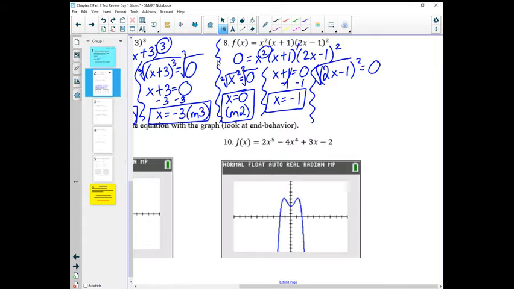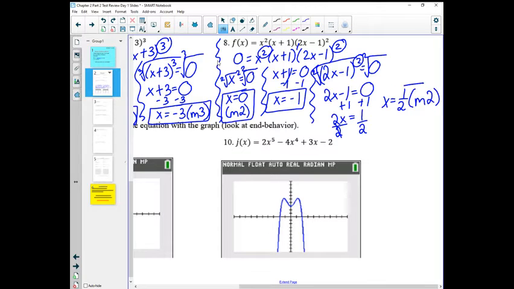On this last factor, we need to take the square root of both sides to undo the squared. The square root of 0 is 0. Now to solve this, I'm going to add the constant over, so that 2x equals 1, and then divide both sides by 2. So x equals 1 over 2 is our last solution. This factor had a multiplicity of 2 because the exponent was 2. So those are your solutions to that polynomial.